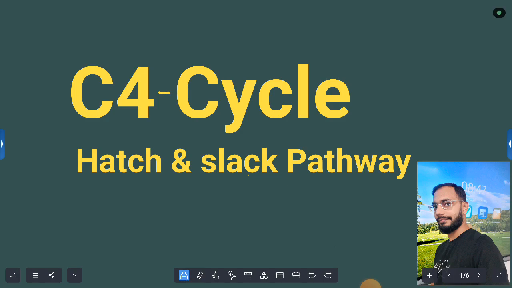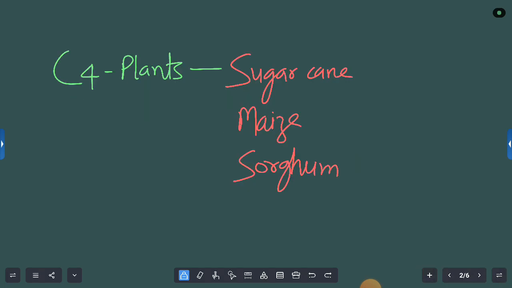Today we will discuss another topic of plant physiology, which is the C4 cycle. It is also known as the Hatch-Slack pathway, after the names of the scientists who discovered and explained this cycle. As in the Calvin cycle, in which carbon dioxide is fixed in the dark reaction of photosynthesis, this C4 cycle also operates to fix atmospheric carbon dioxide, but in a different way. We will discuss it today in detail.